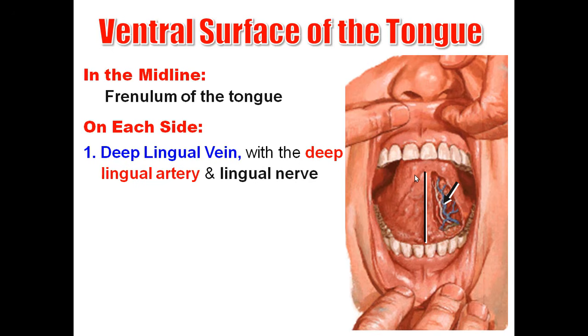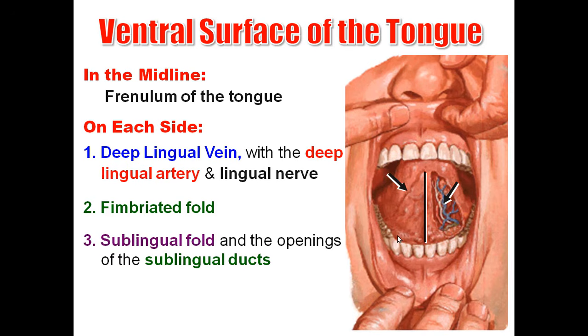Then this fold of mucous membrane is called the fimbriated fold. Then this elevation is called the sublingual fold, and this sublingual fold is formed by the sublingual gland and the openings of the sublingual ducts. Then we have another opening here on each side of the frenulum.